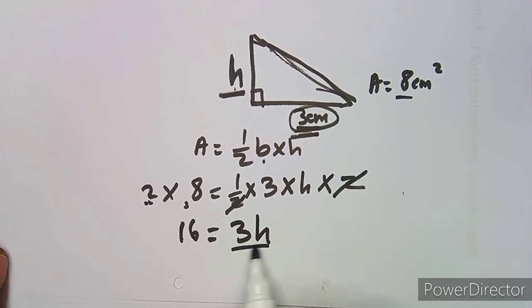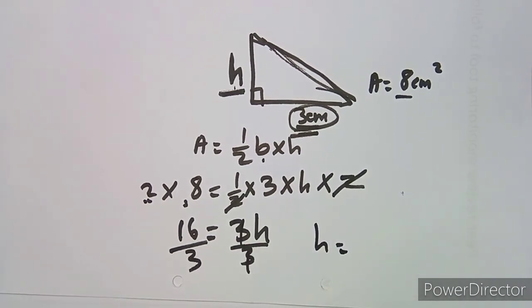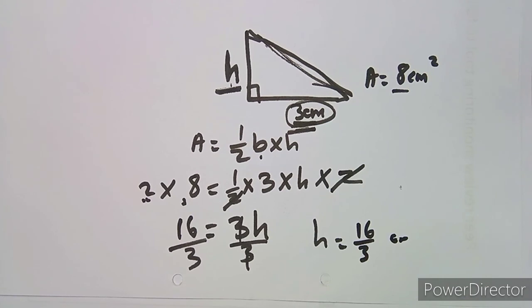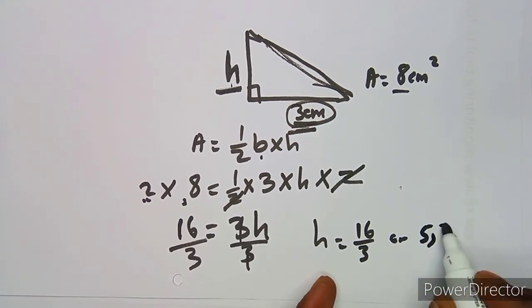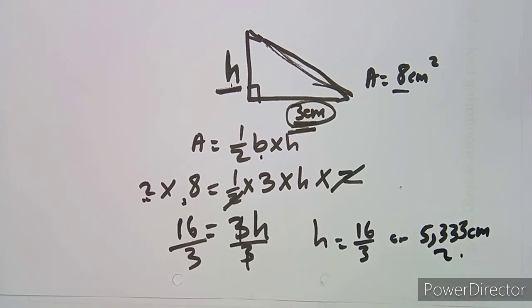So you want to calculate the height, divide by 3 by 3. Which means your height is going to be 16 divided by 3, just like that, 16 over 3, or you can write it as a decimal, 5.333, something like that, in centimeters. So that will be the height there. So that is what we had on this area.